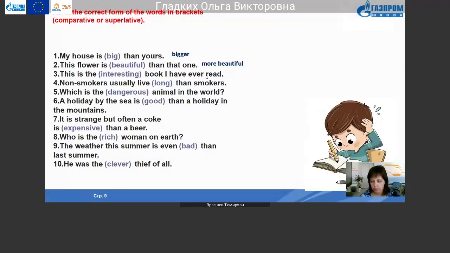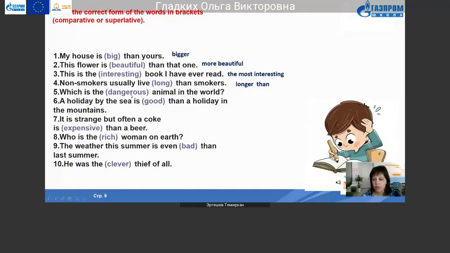Aygirim? Any ideas? More interesting. Okay, Aygirim. Well, so next, non-smokers usually live longer than smokers. So, any ideas? Aiday? Longer. Longer than we use. Next, which is the most dangerous animal in the world?